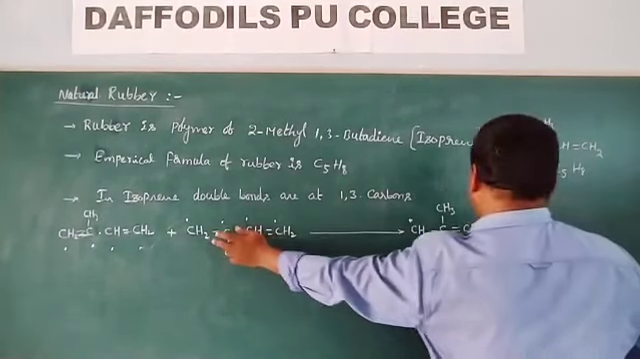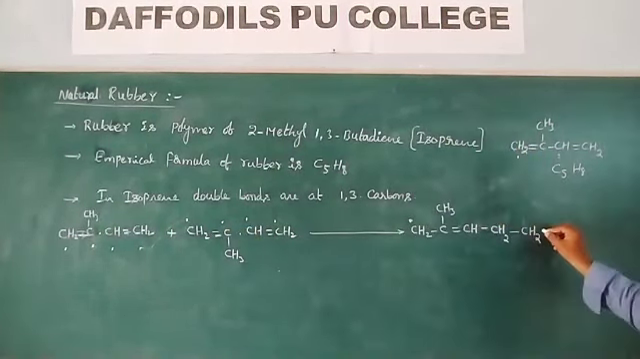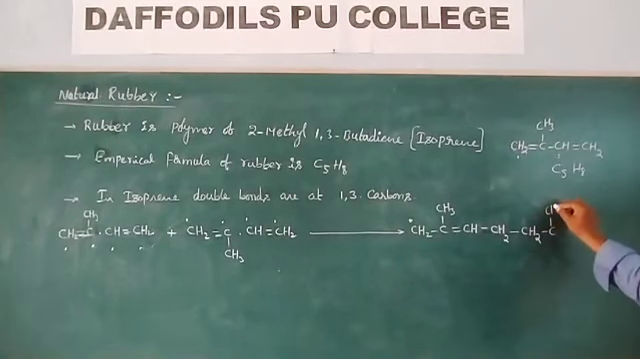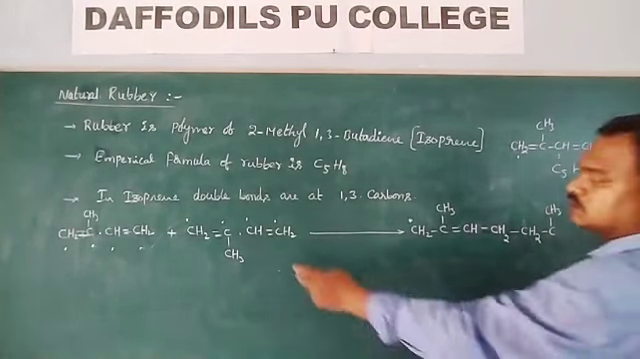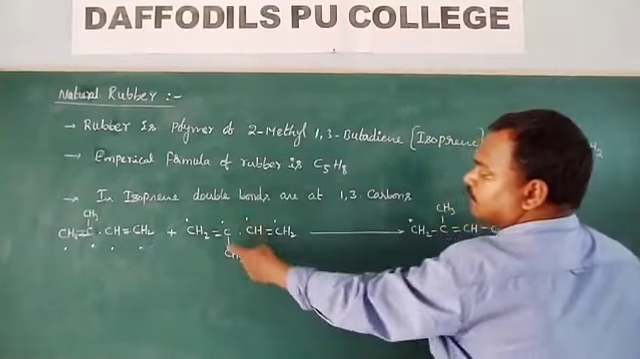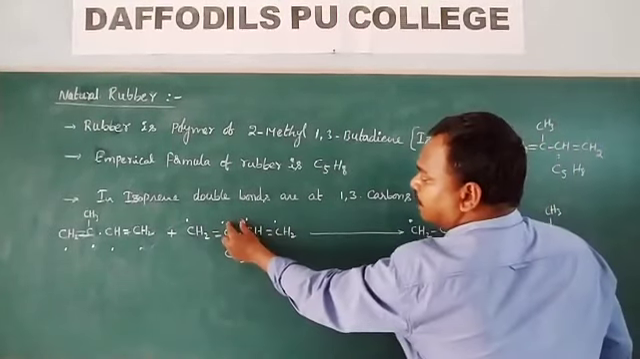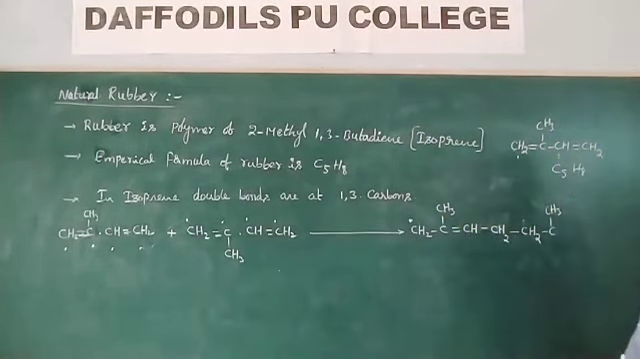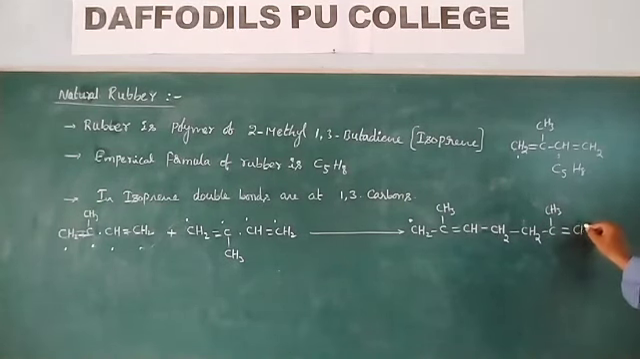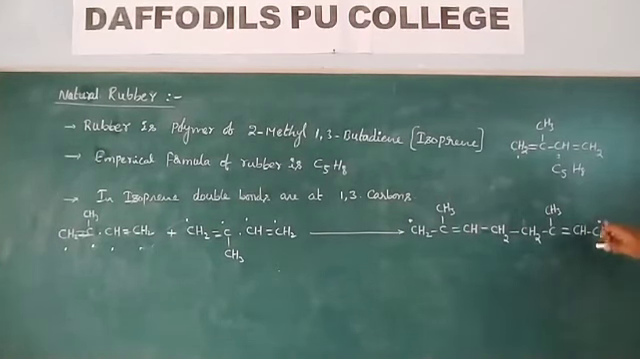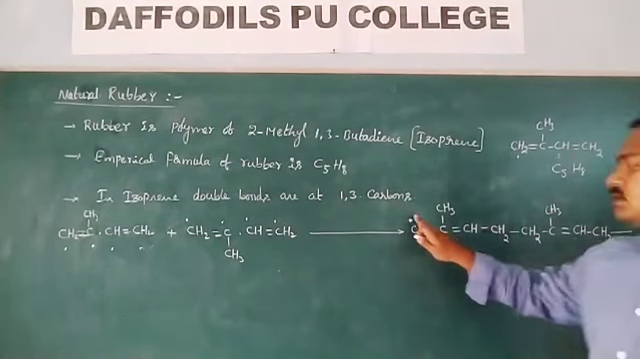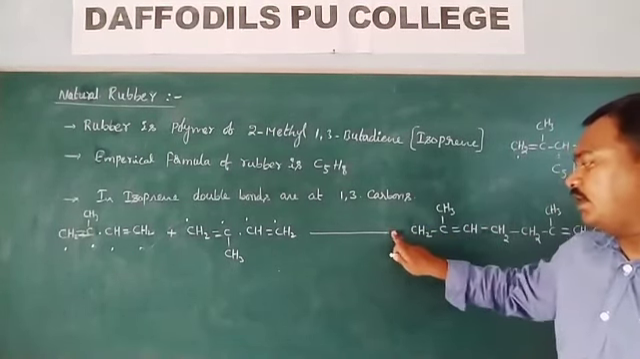CH2, this CH2, again CH3, this one. These two unpaired electrons connect and make a bond, so you will get a double bond. This is CH and this one is CH2, unpaired. This unpaired electron will give you a bond. Here another unpaired electron will give you another.